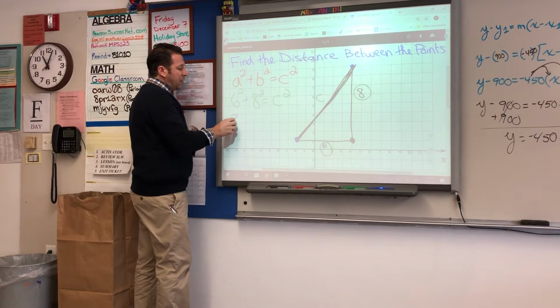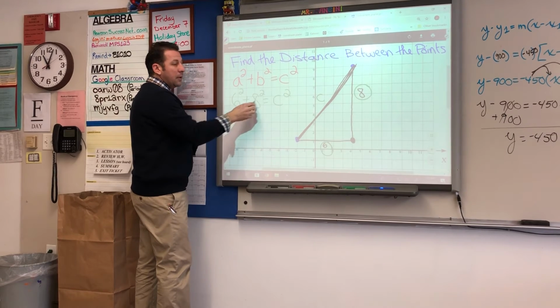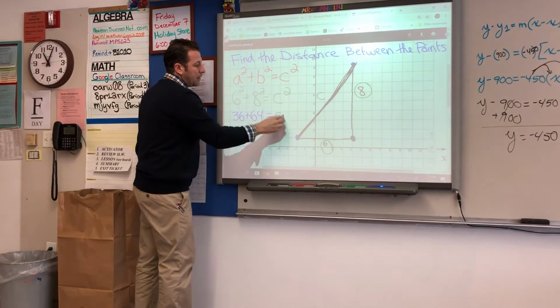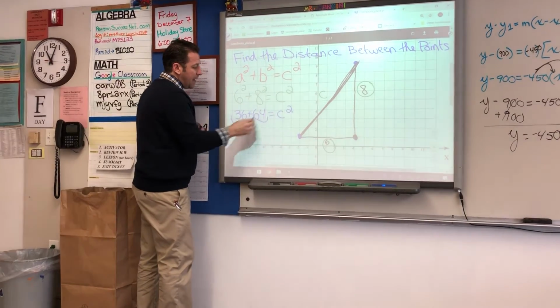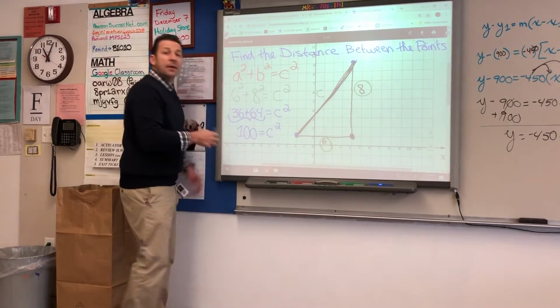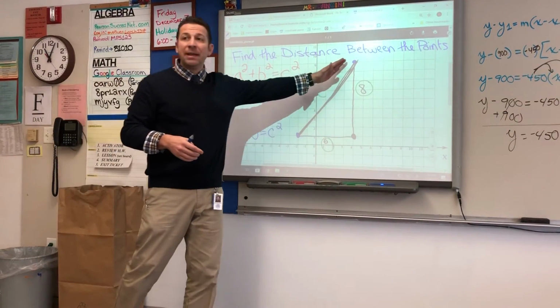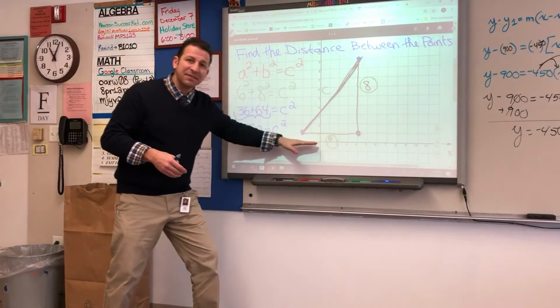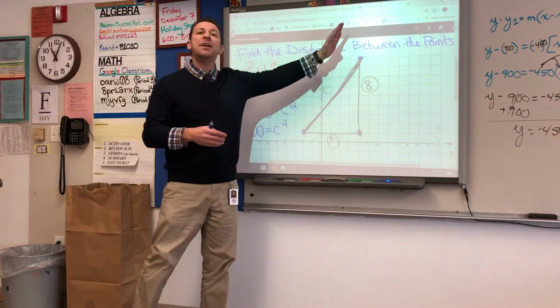Squaring 6 would give me 36, plus squaring 8 gives me 64. If I add the two together, that's going to give me 100. 100 is the value of c squared. That number wouldn't make sense if I placed it here for my hypotenuse, because it doesn't make sense if I have a leg of 6, a leg of 8, and a hypotenuse of 100.